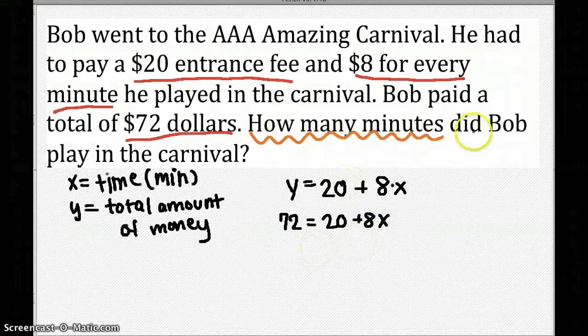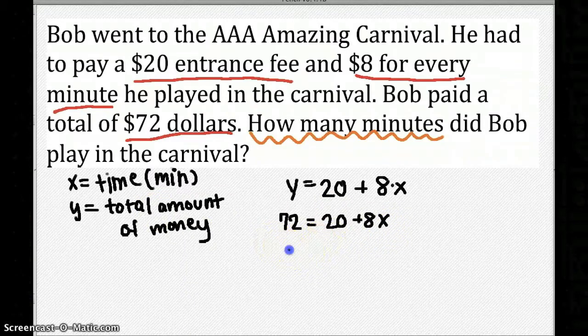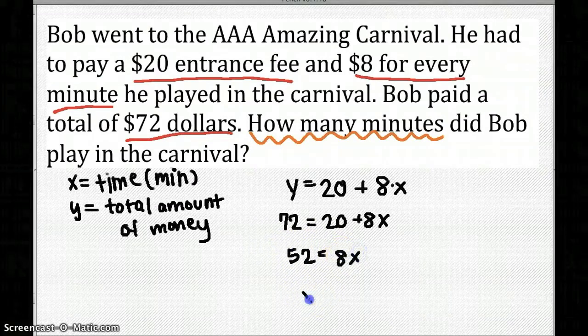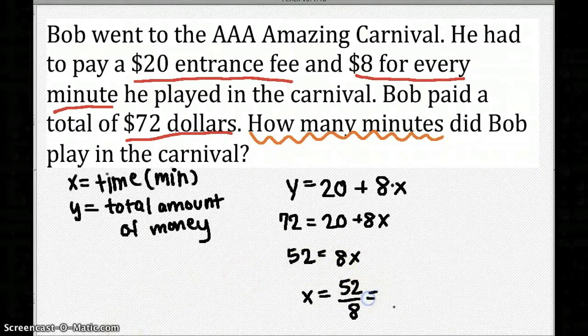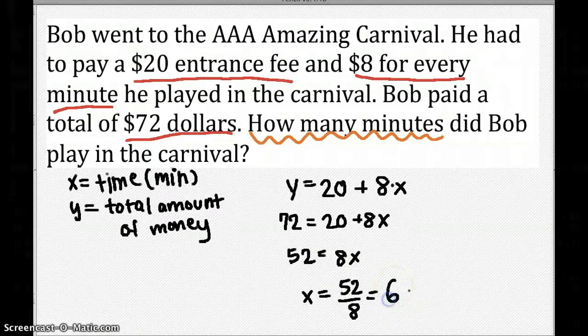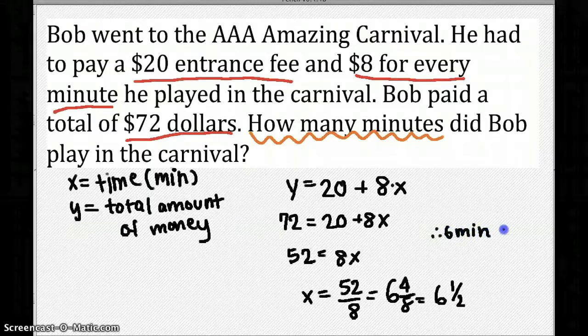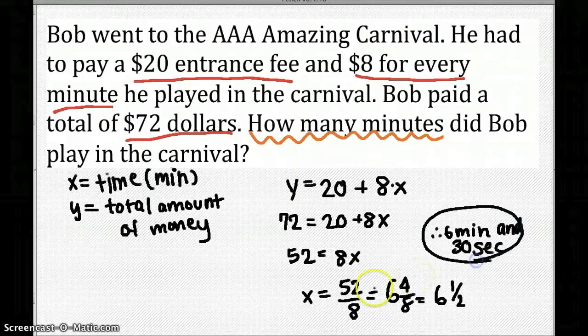Now it says how many minutes did Bob play? So we just need to solve for x, because x is the time. We're going to solve this equation. We're going to subtract 20 from both sides. And x equals 52 over 8. I guess we can simplify this. So 8 times 6 is 48, so 6.5. So he played for 6.5 minutes, or we should write the answer as 6 minutes and 30 seconds. Okay. Thank you for watching.